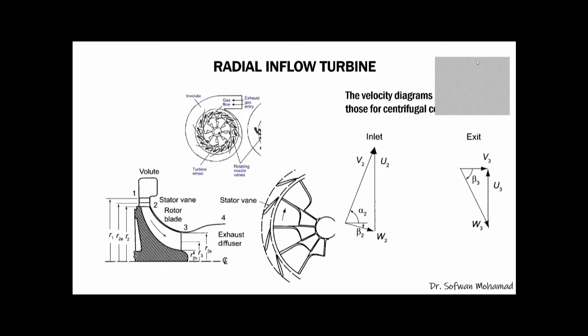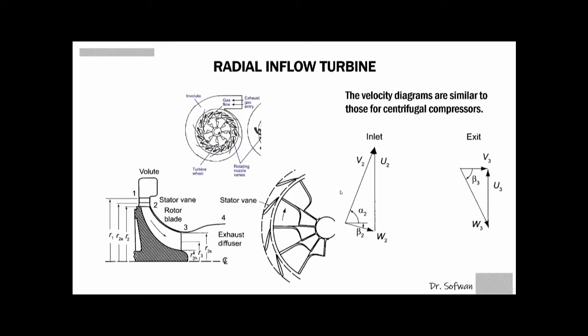If we look into the velocity diagram of a radial inflow turbine, it's actually very much similar to a centrifugal compressor. And the shape of the turbine is also very much similar to centrifugal compressors. But the function is, the compressor compresses air, but the turbine expands the gas. Okay, so we can see this is the velocity triangle at the inlet of a radial inflow turbine, and this is the velocity triangle at the outlet of a radial inflow turbine.